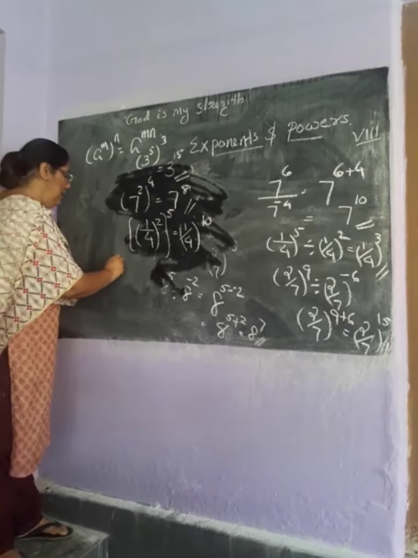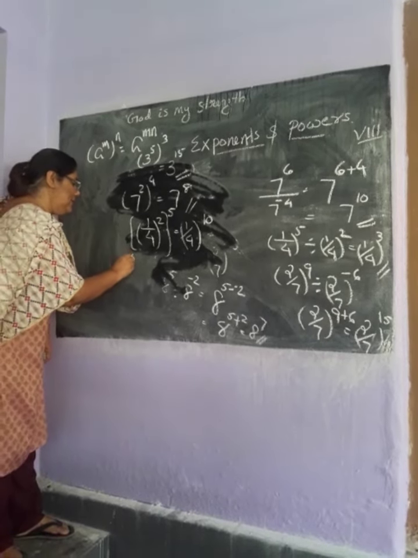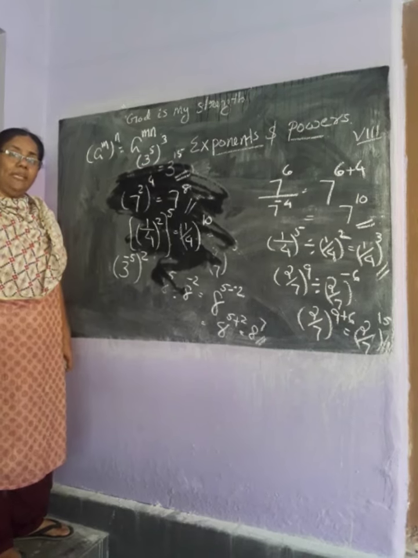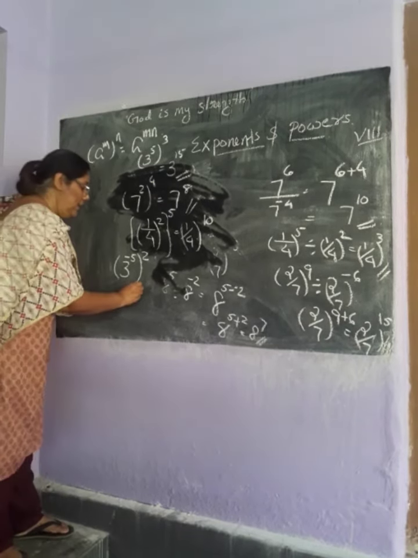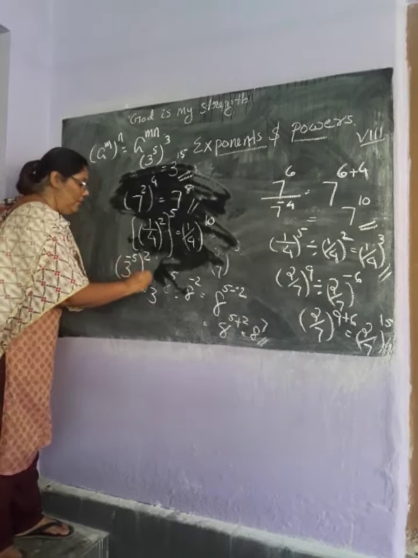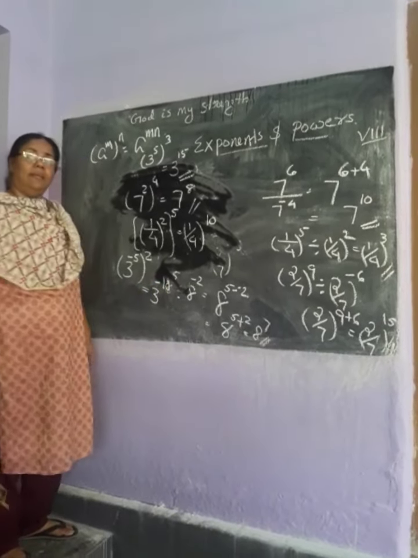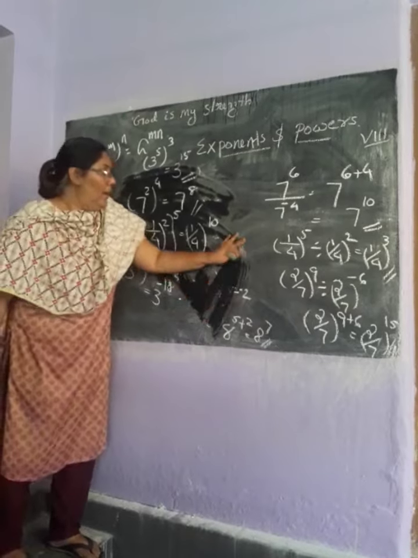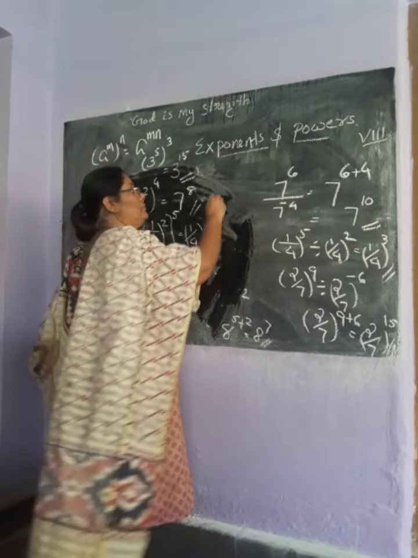Another example. 3 raised to minus 5, the whole raised to 2. What's the answer? 3 raised to minus 5 into 2 is minus 10. 3 raised to minus 10. Understand? Now another example, listen here.